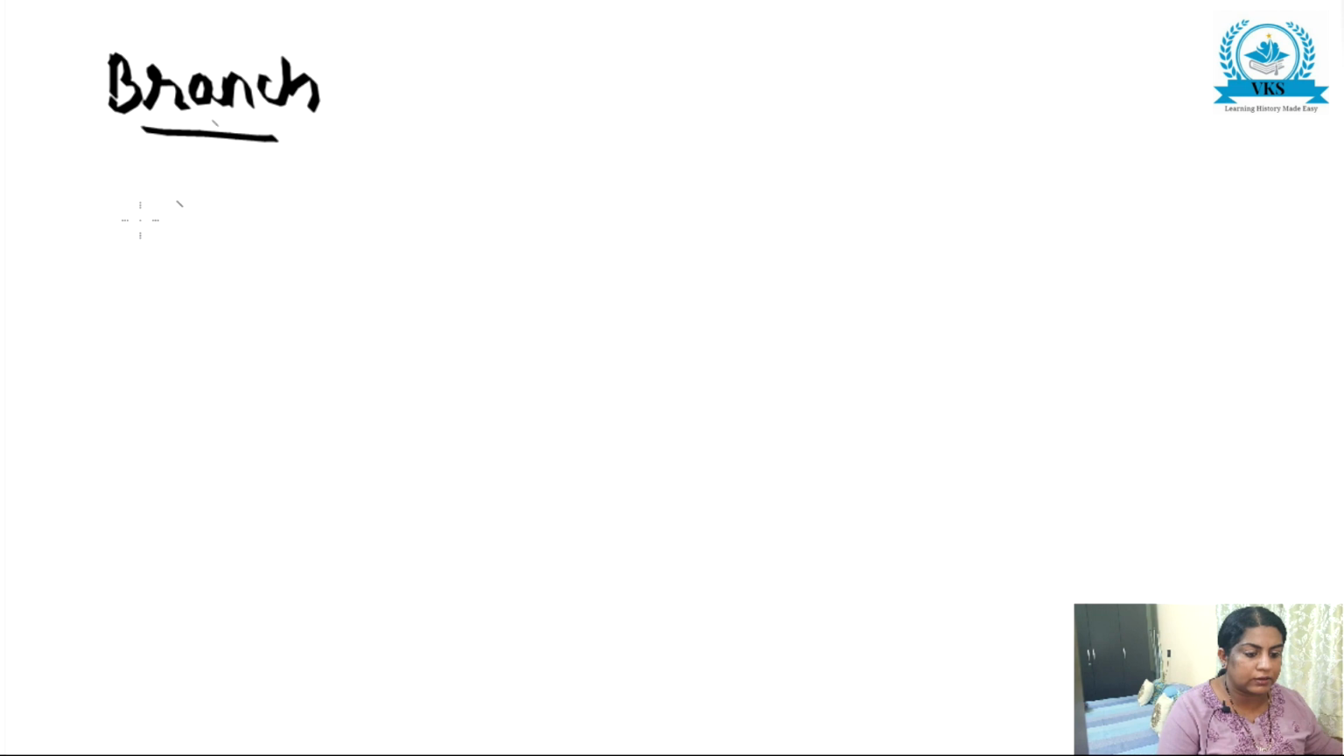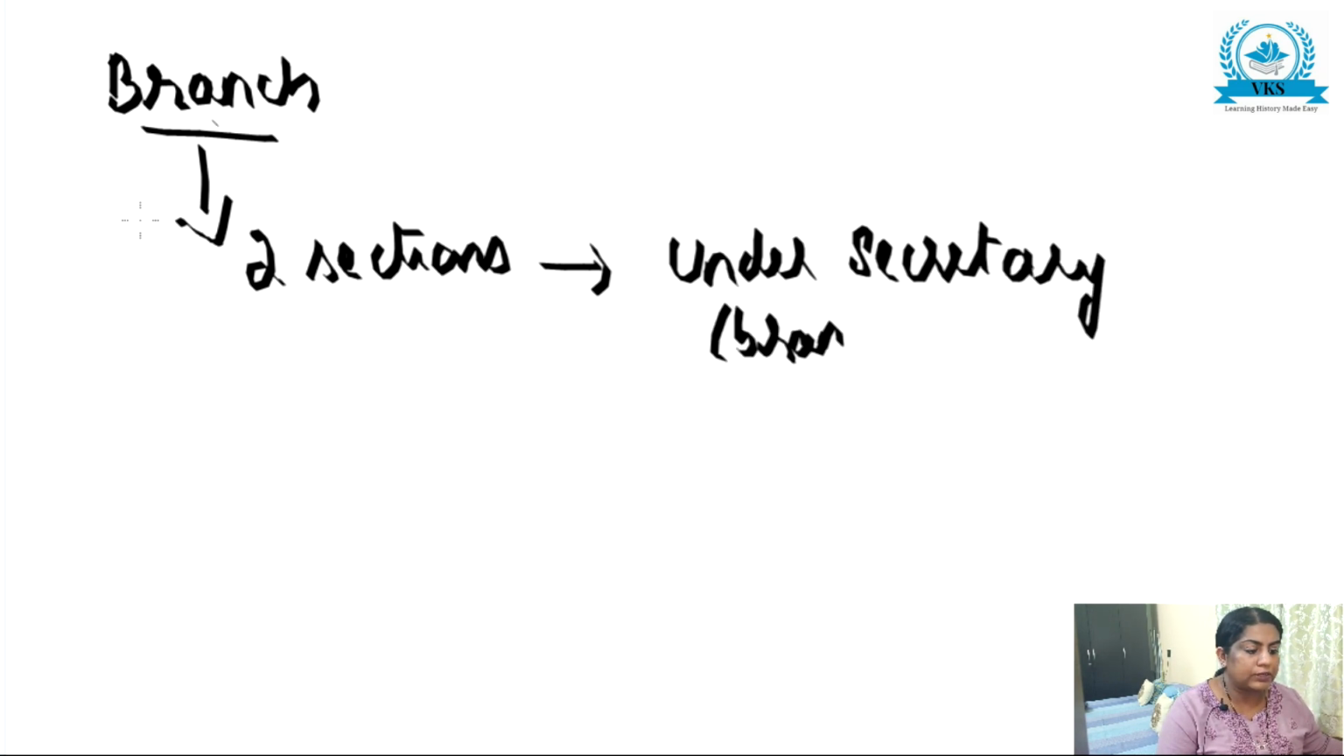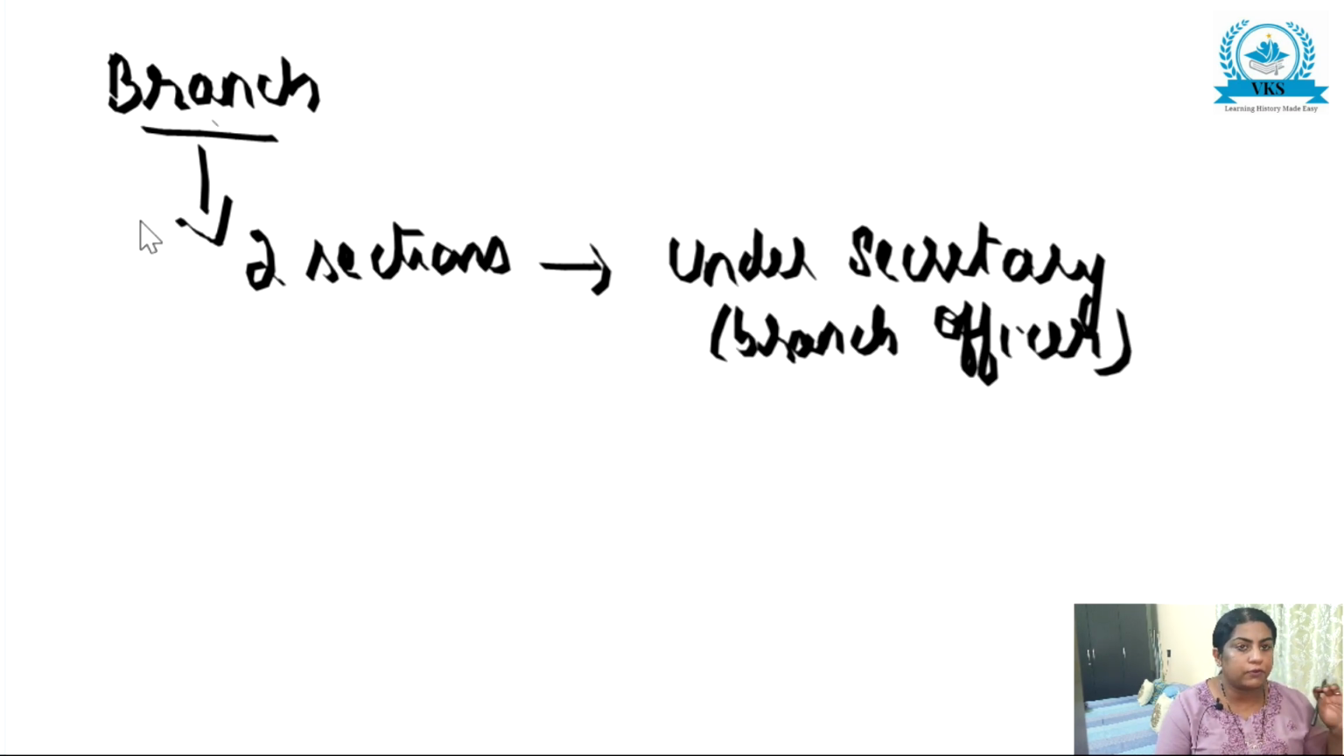Now the next subheading is branch. A branch normally consists of two sections and is under the charge of an under secretary. So a branch usually consists of two sections, and these will be under the charge of an under secretary, also called the branch officer. They are under the charge of an under secretary, also called the branch officer.